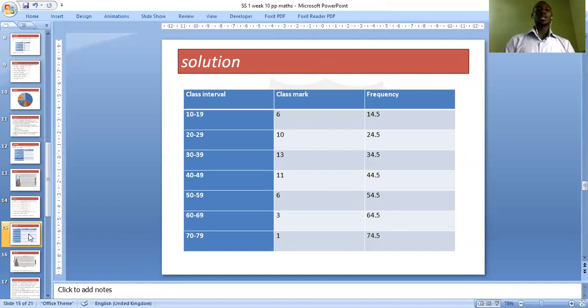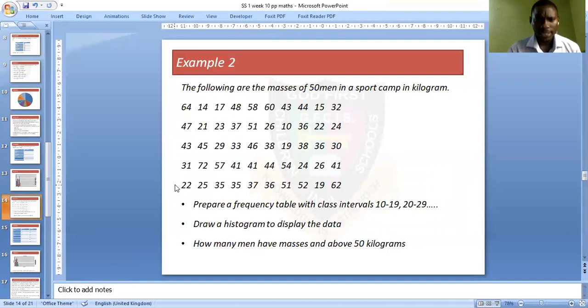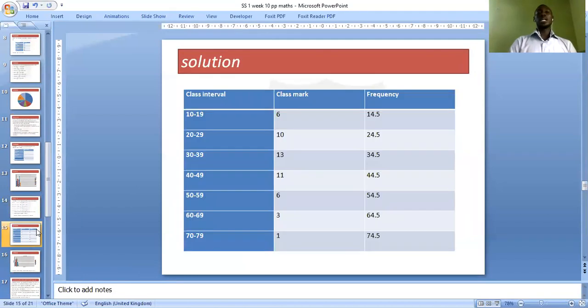So the class intervals are 10 to 19, 20 to 29, 30 to 39, 40 to 49, 50 to 59, 60 to 69, 70 to 79. There's a range there, so you stop at 70 to 79. We follow how we used to calculate it. So let's cross check.